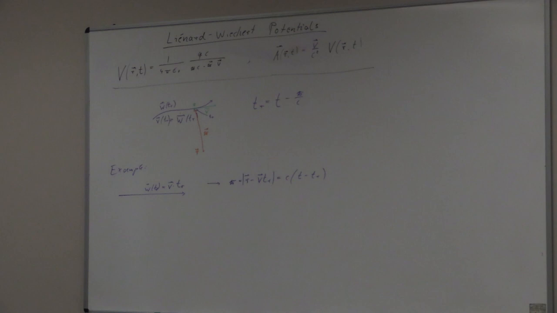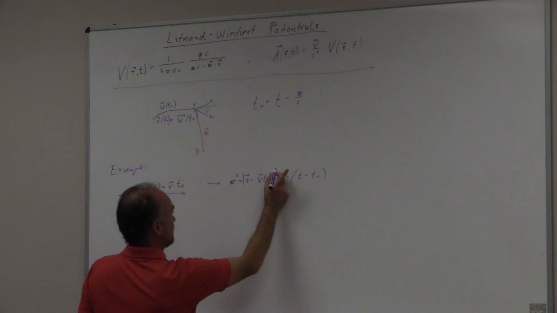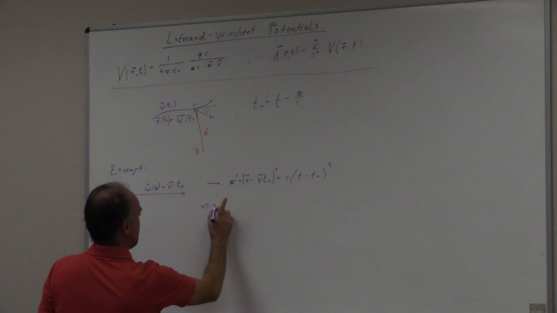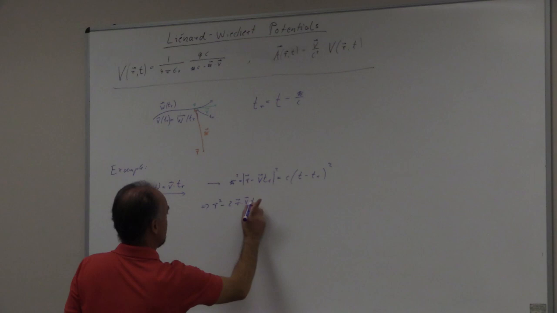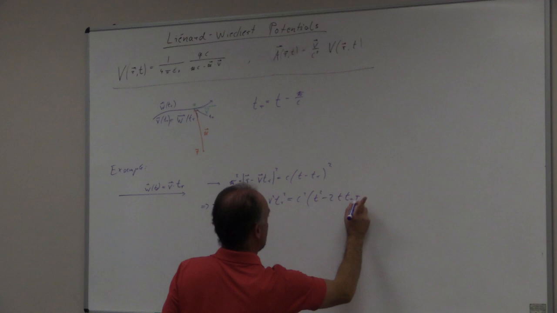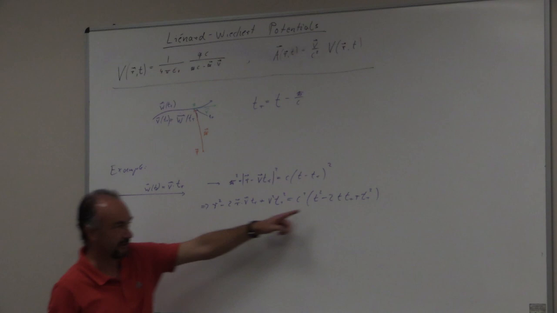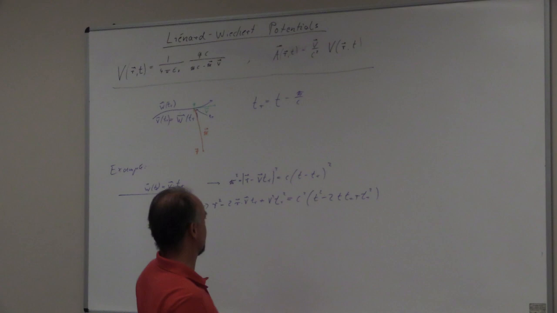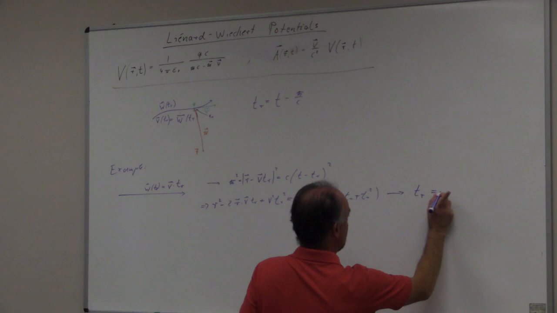So if we just square all this, we get r squared minus 2 r v t_r plus v squared t_r squared equals c squared times t minus t_r, squared. That is a simple quadratic equation. Everybody can solve quadratic equations. We don't need to write this down. You can see it in the book. So this gives you the value of t_r. Then we have figured out what t_r is.